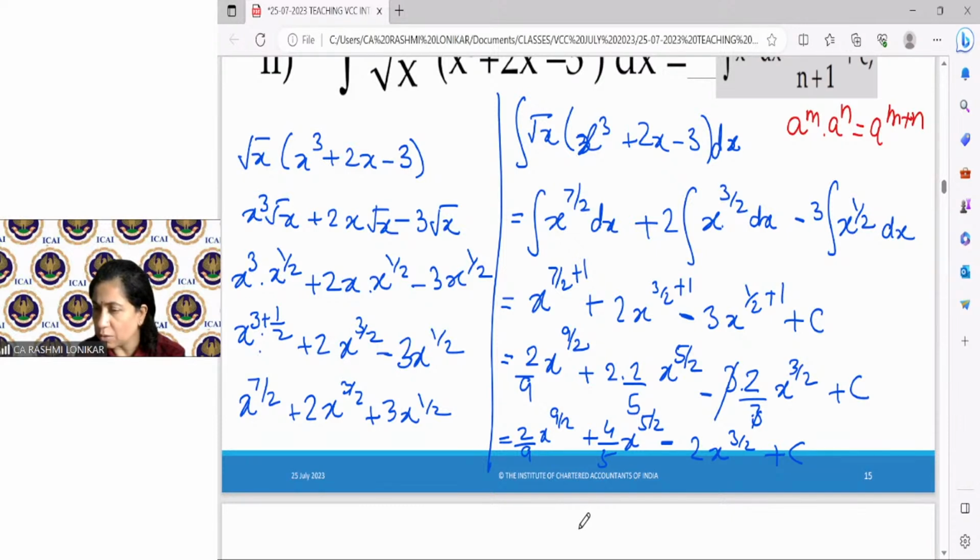2 into 3 by 2. This is x raised to half plus 1. Okay, x raised to half plus 1. The integration of this becomes x raised to 3 by 2 upon 3 by 2. So then it becomes equal to 2 upon 3 x raised to 3 by 2. Okay, but there was already a minus 3 over there. So that minus 3, when it comes, it cancels out.